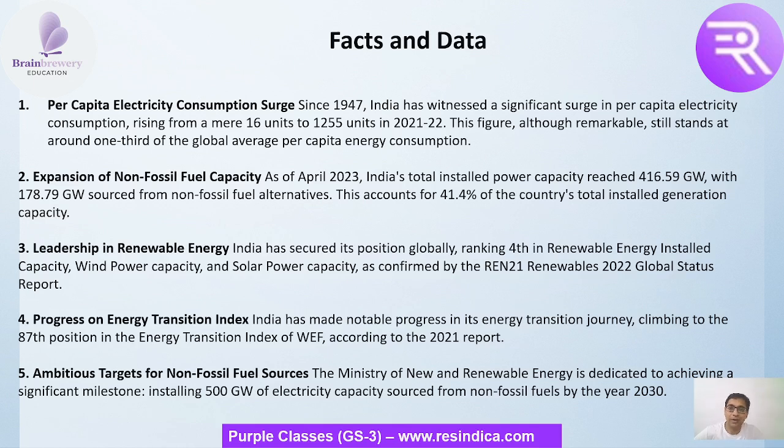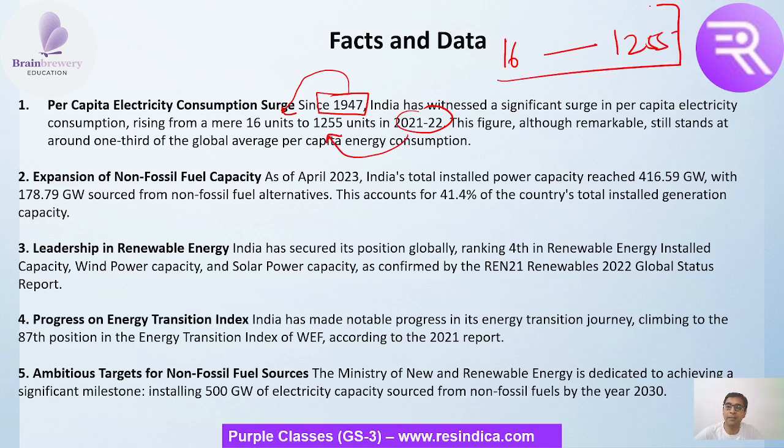Since 1947, only 16 units of electricity per capita were being generated or consumed at that time. But right now, in 2021-22, which is the data that I got, it is 1255. That means the average per capita consumption of electricity has gone from 16 units to 1255. So there is a remarkable increase. But still we are lagging behind, because this is only one third of the world average.